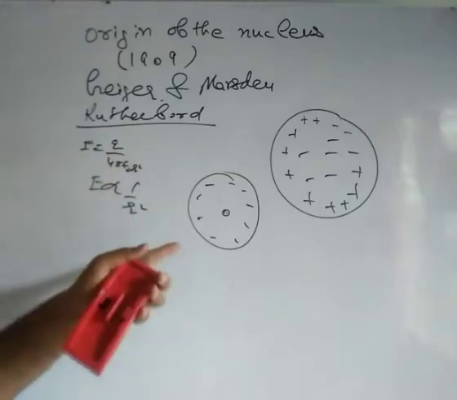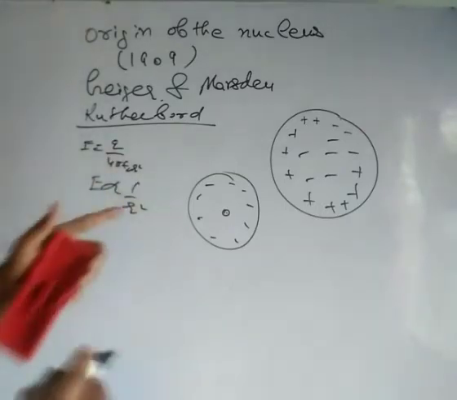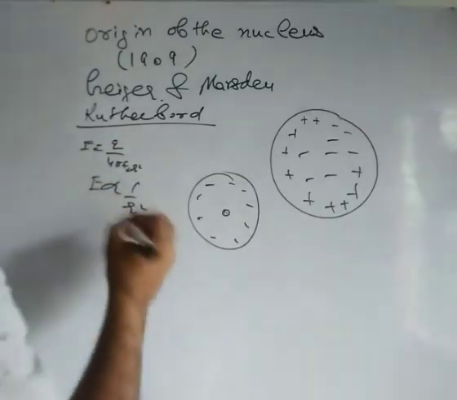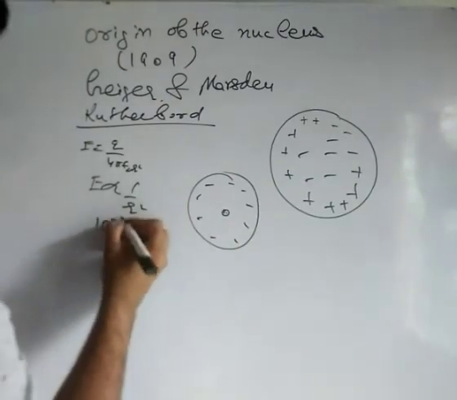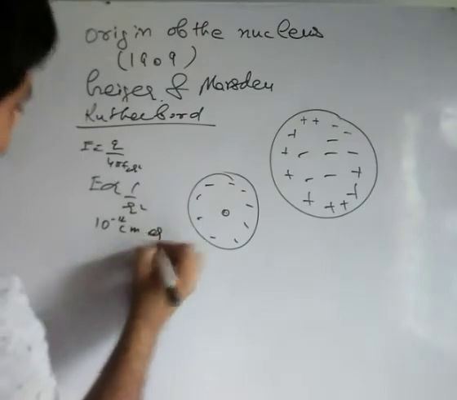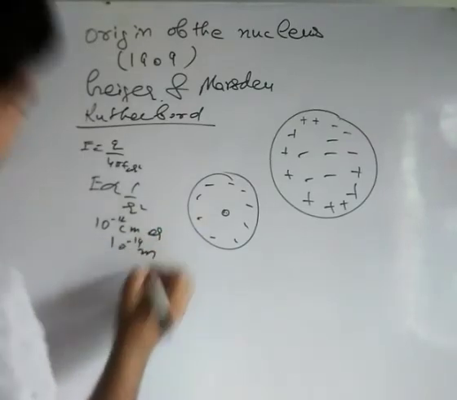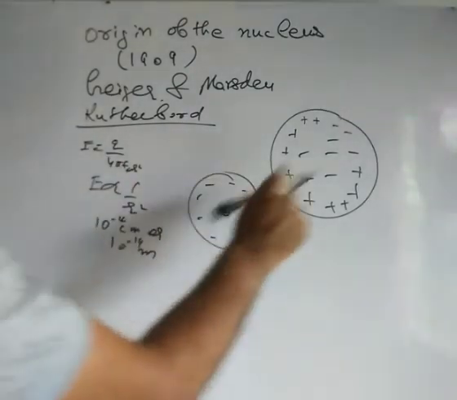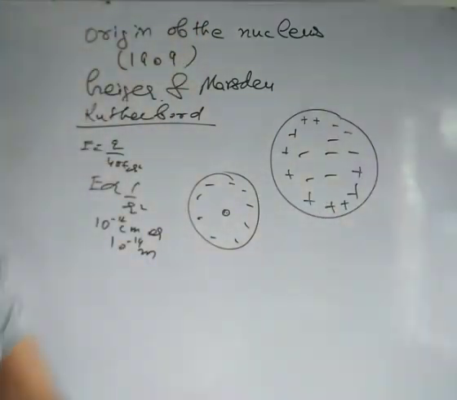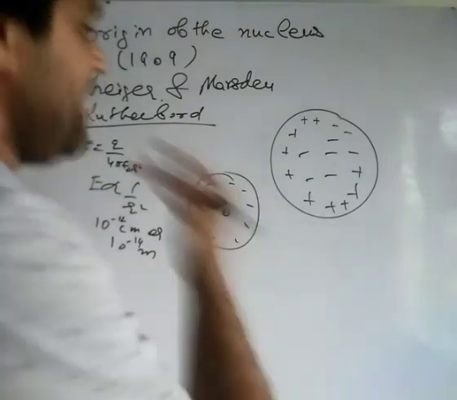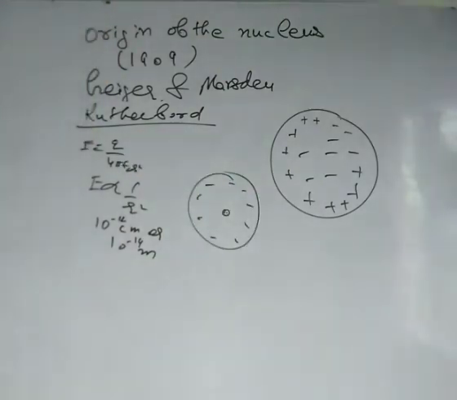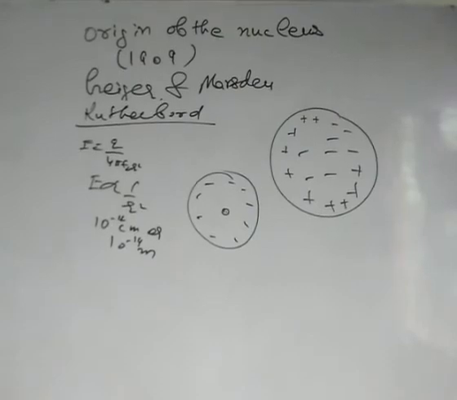And if it is so, then Rutherford did the calculation and he found that this R must be approximately equal to 10 to the power minus 12 centimeter, or 10 to the power minus 14 meter. Only then will this charge be able to produce enough electric field to deflect the alpha particle in the backward direction. Okay, so this is the genius of Rutherford.